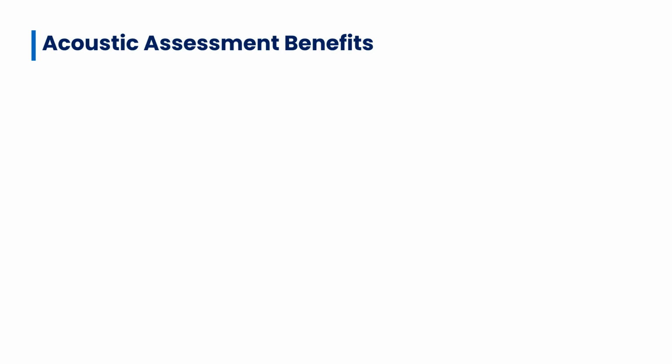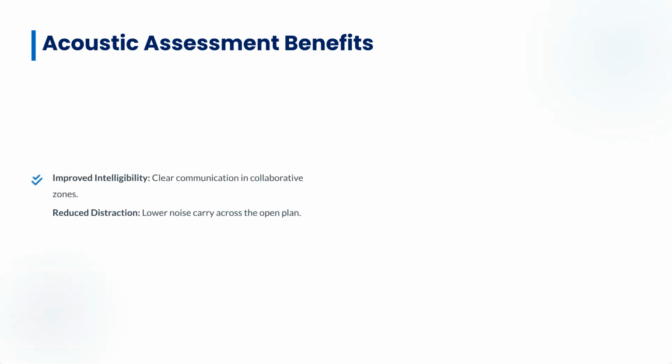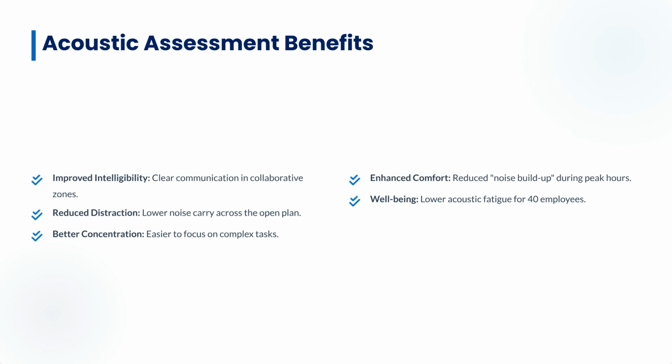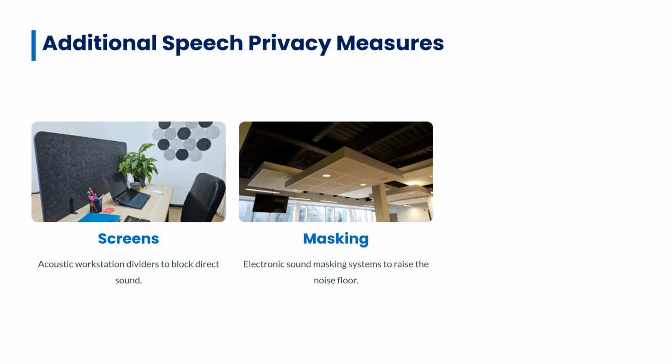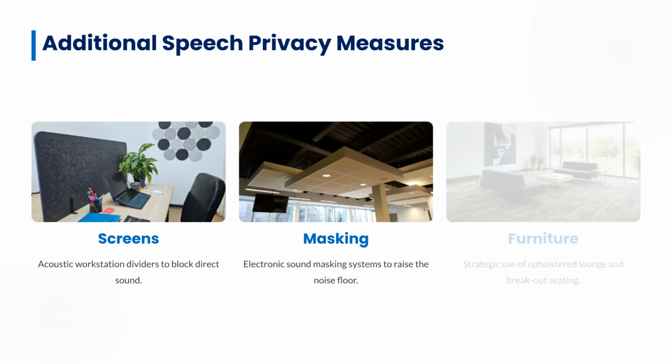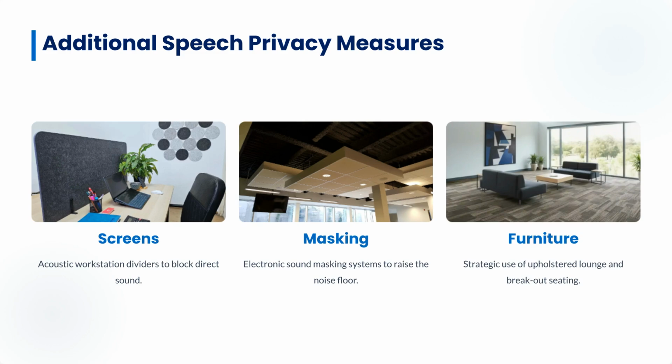The acoustic assessment benefits include improved intelligibility for clear communication, reduced distraction, better concentration, enhanced comfort by reducing noise buildup, and better well-being by lowering acoustic fatigue. Additional measures for speech privacy include acoustic screens to block direct sound, sound masking systems to raise the noise floor, and strategic use of upholstered furniture for absorption.